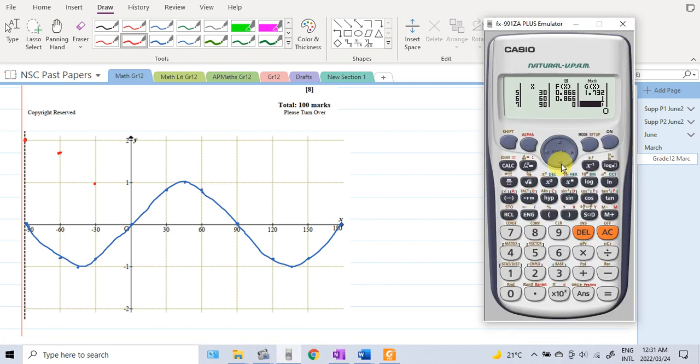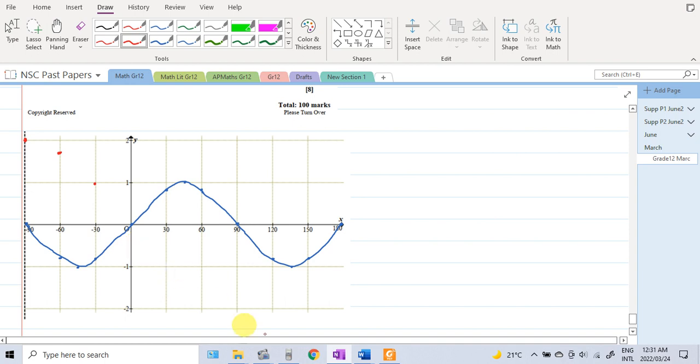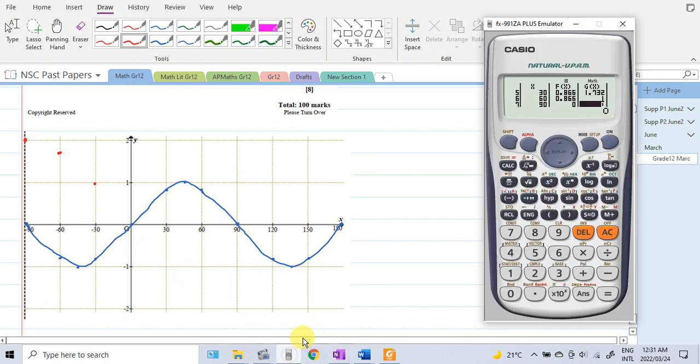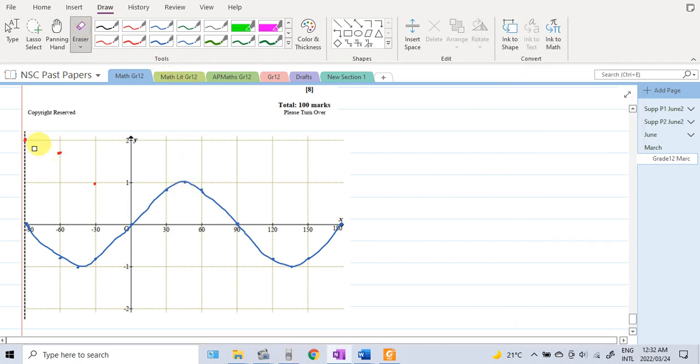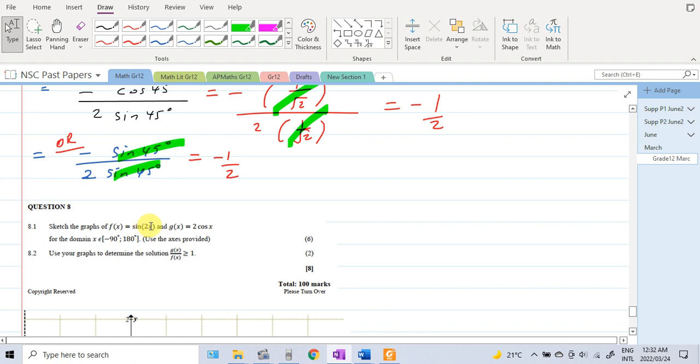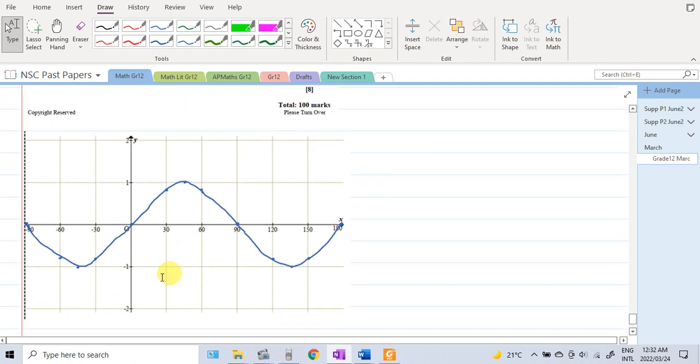At 0, what happened to 0? It's supposed to go straight up. At minus 90 we had 0. I just want to see if we drew this graph correctly. What's the period of this graph? The period of this graph is 90, so every 90 degrees we should be getting one wave. The sine graph starts from 0, so one wave every 90 degrees, and okay, this graph is correct.